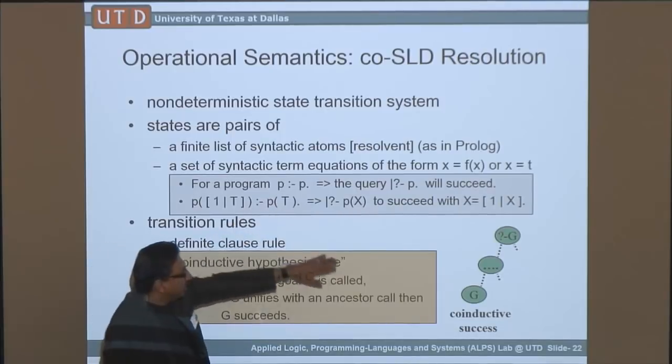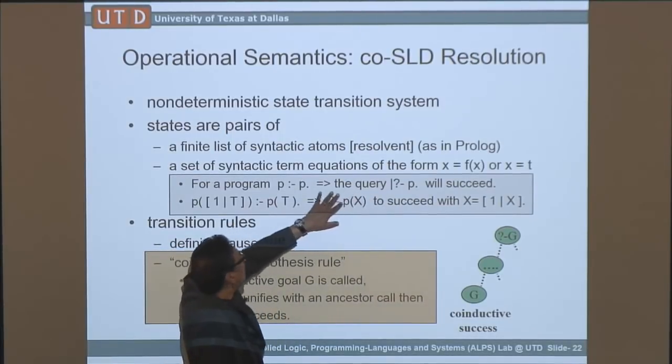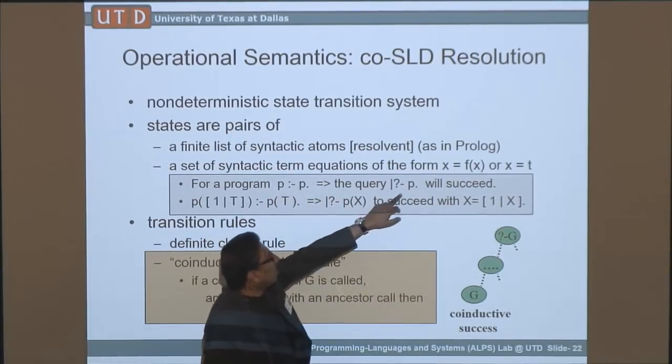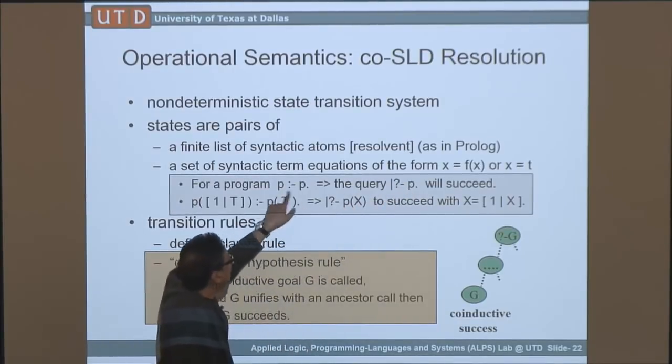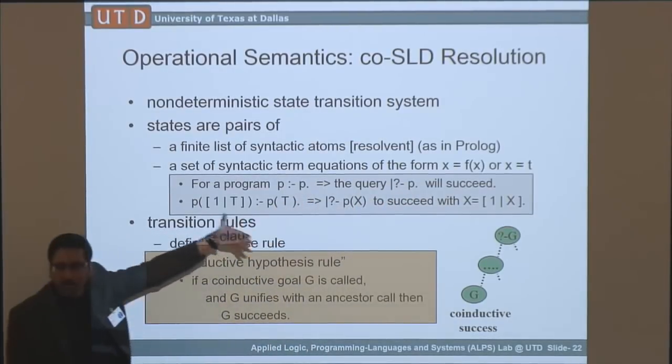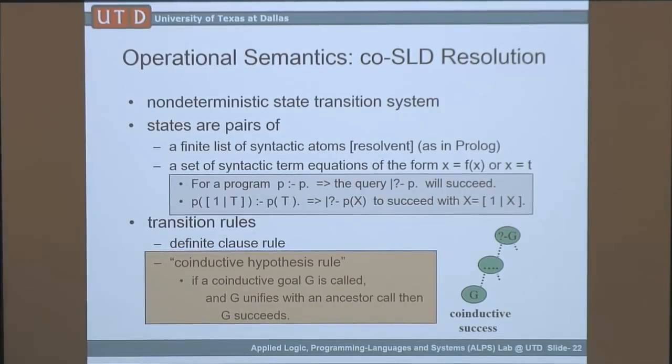So with this operational semantics of recognizing a cycle and stopping, if I call the query P, it will call P in turn, and then it matches with the ancestor call, succeeds, and recognizes a cycle.